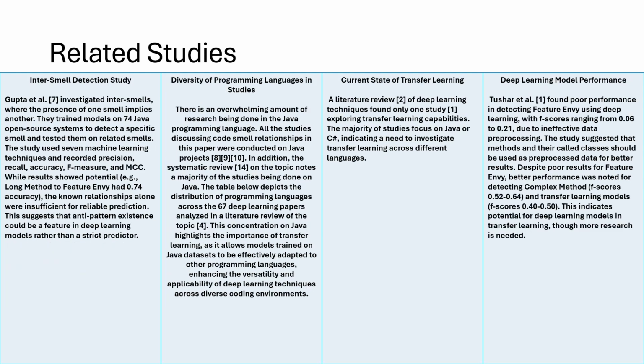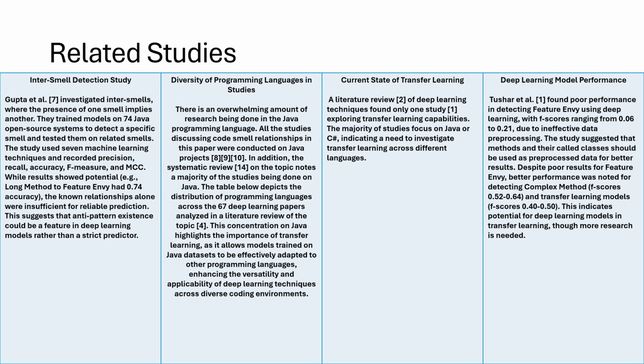One study explored the possibility of one code smell predicting another, where a model was trained for long method detection and used to predict future envy. It achieved 74% accuracy, showing that although related smells may not be a strict indicator of each other, there is a possibility for future extraction between related smells.